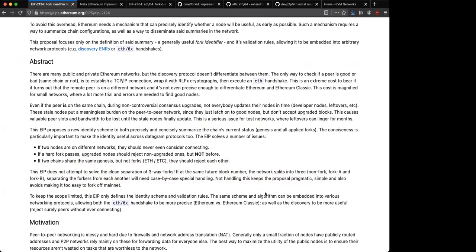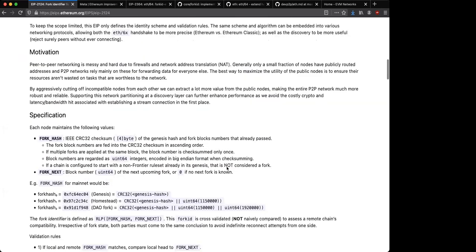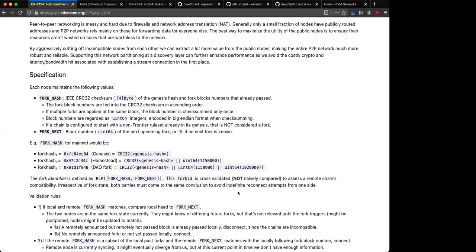Yeah, so it's kind of obvious, right? This scheme is based on the fork block number. So if there are two conflicting forks scheduled at the same block number, then this scheme will not work. This is because the nodes will have the same fork hash, because the fork hash doesn't include anything but the block number of the fork.